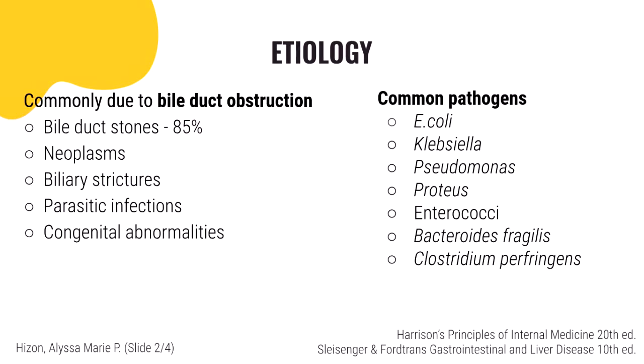So, as mentioned earlier, in acute cholangitis, there must be obstruction and infection. So, for obstruction, in approximately 85% of the cases, acute cholangitis is caused by a bile duct stone. Other known causes would be neoplasms, biliary strictures, parasitic infections, and congenital abnormalities. For infection, the most common bacterial species cultured would be gram-negative aerobes such as E. coli, Klebsiella, Pseudomonas, Proteus, and Enterococci. Anaerobes such as Bacteroides fragilis and Clostridium perfringens are also found in about 15% of cultured bile specimens.